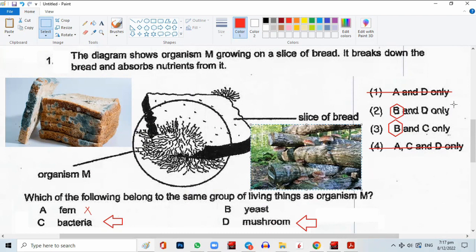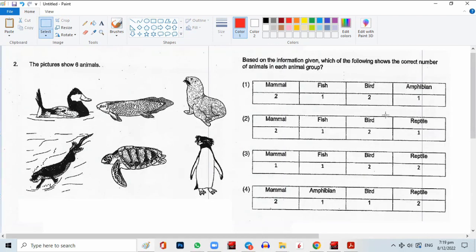C or D? Number D, right? So the answer is number two. Fungi, which is the mushroom and the yeast. Bacteria is not fungi.